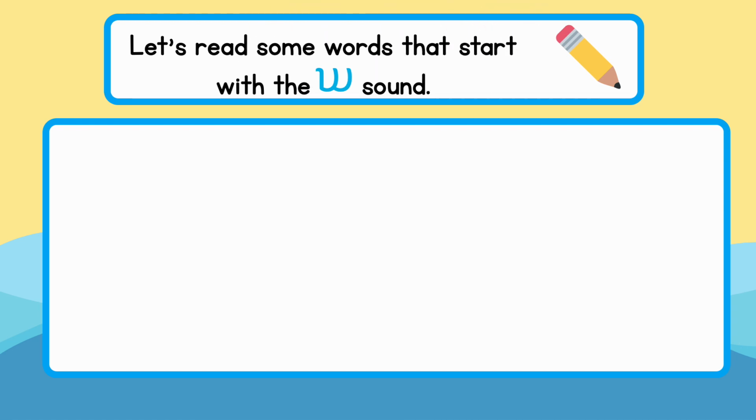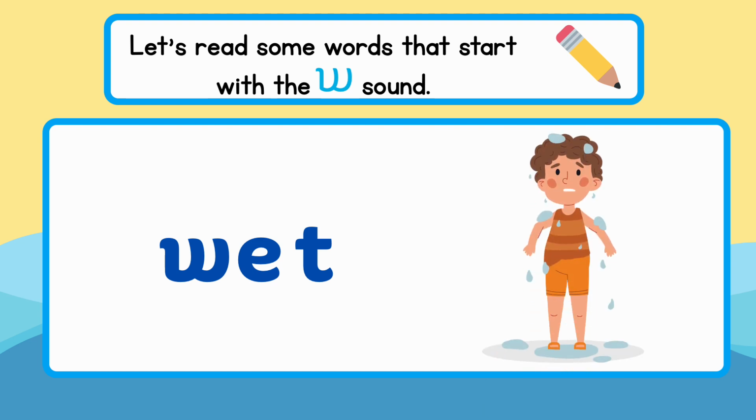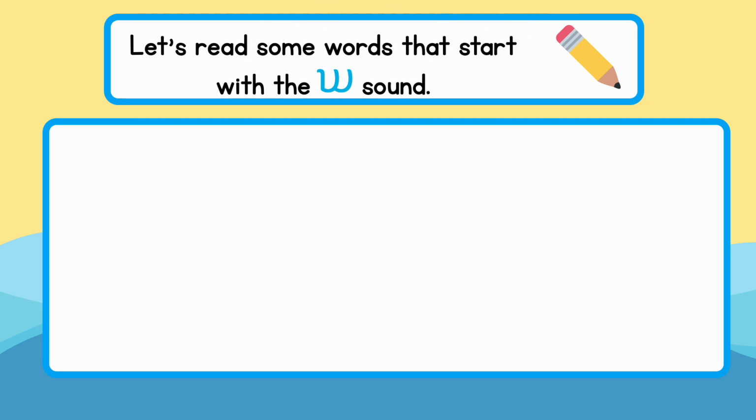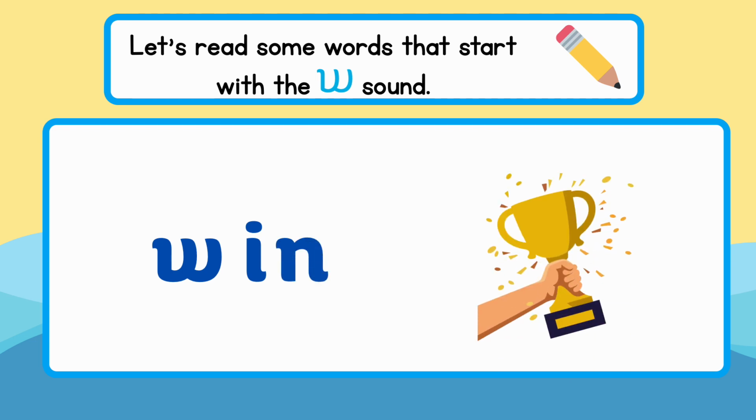Let's read some words that start with a W sound. W, e, t, wet. Let's read another word. W, e, n, win.